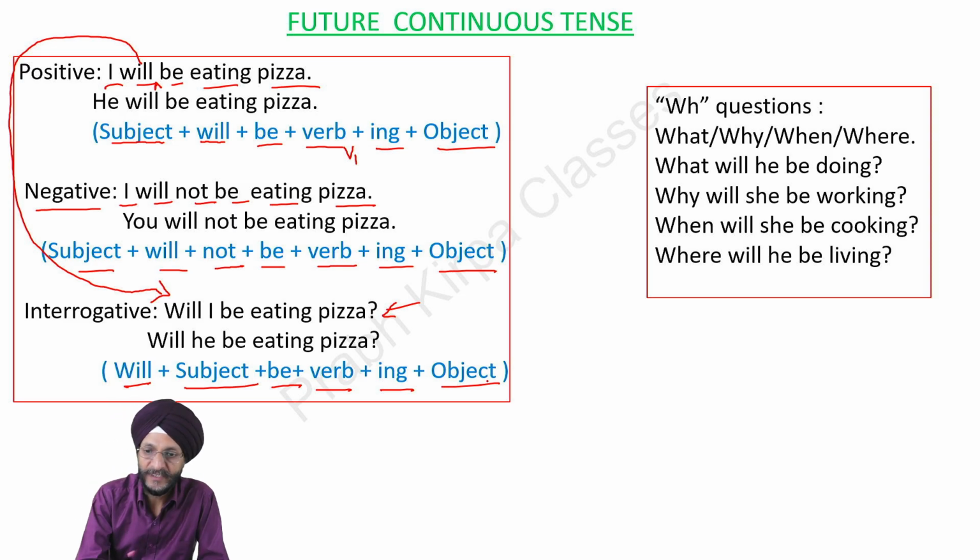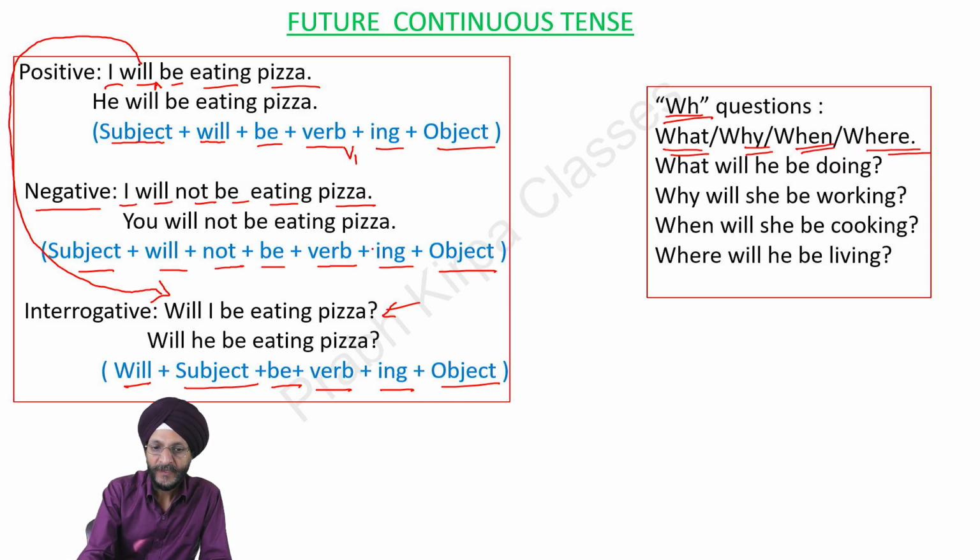There may be instances when the question starts with WH questions. What are those? These are questions which start with what, why, when, where. What will I be eating? Or what will he be doing? Why will she be working? When will she be cooking? Where will he be living? In all these cases, we have added WH question before will.